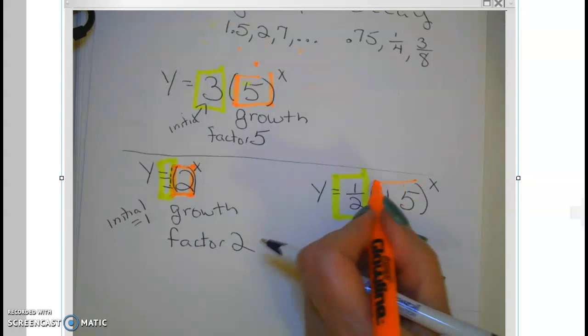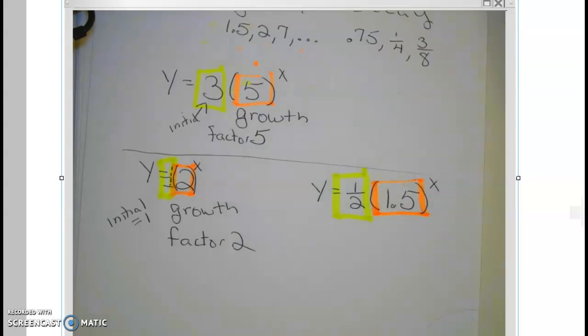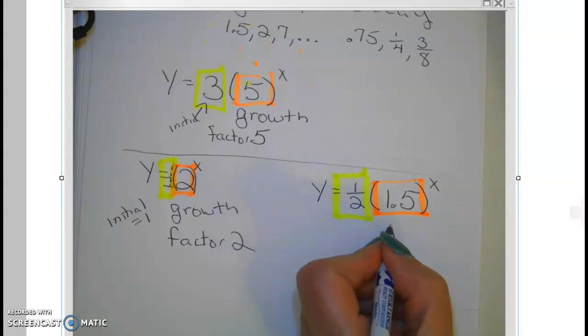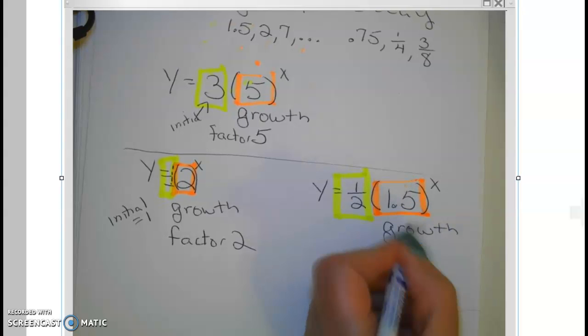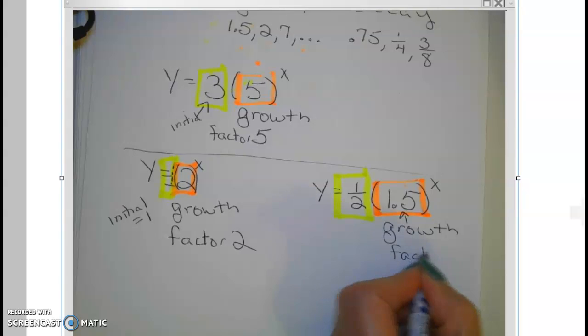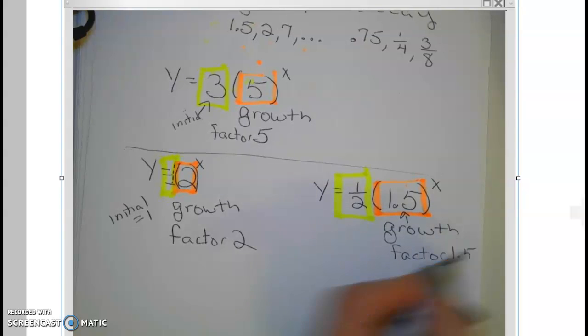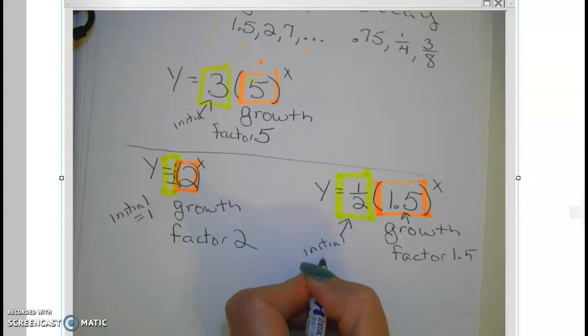What is the growth factor here? What is the factor that we're using here? The factor we're using is 1.5. So is it growth or is it decay? Is it greater than 1? Then it's growth. So this is growth because of that 1.5. What is the factor? 1.5. What is the initial value? 1/2.